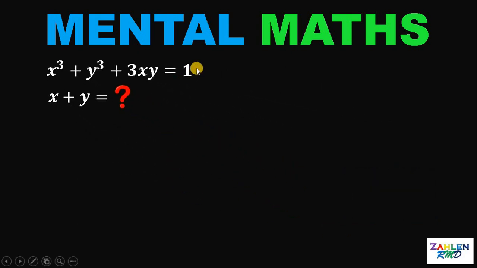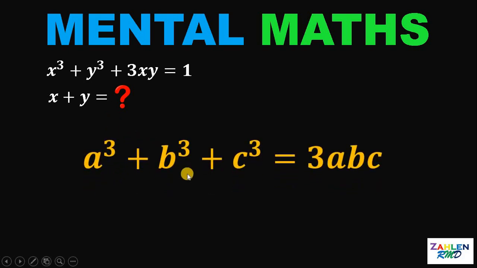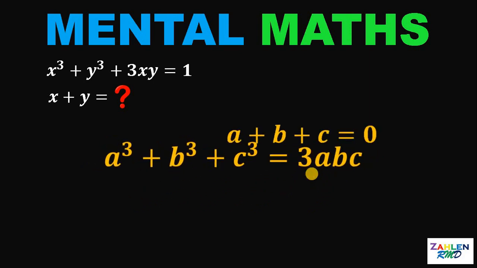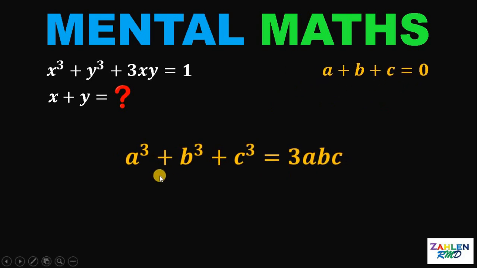Now, based on the title, this is mental math, meaning you can solve this question mentally if you know this identity. That if we have a cubed plus b cubed plus c cubed equals 3 times abc, then a plus b plus c must be equal to 0, such that a, b, and c are not equal to 0. Now, before we use this identity, let's have a quick proof of this identity.